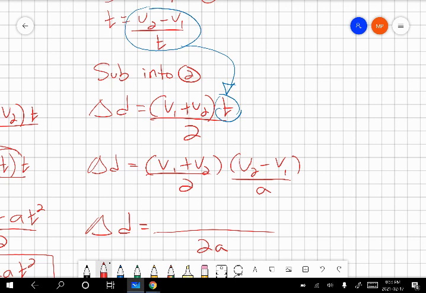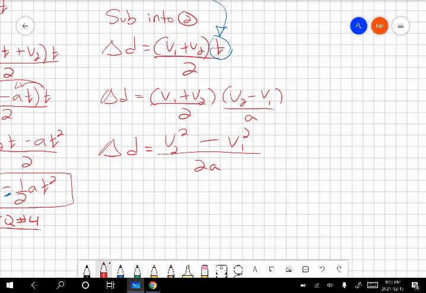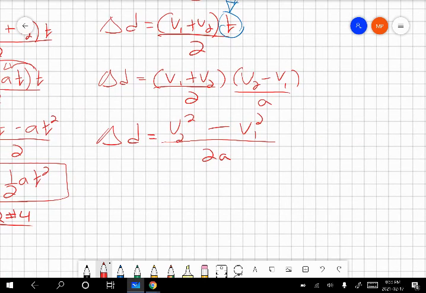You could work to FOIL this out, but it's the same two variables where one's minus and one's plus. So there's a difference of squares thing happening here, and it will work out if you follow the procedure to V2 squared minus V1 squared. If you FOIL that out, you'll end up with a bunch of terms. The middle terms will cancel out, and you'll just be left with the end terms. And that looks close, but not quite like equation 5 does on your sheet. So we're going to multiply 2A up on this side first. And it's going to be 2A delta D equals V2 squared minus V1 squared.